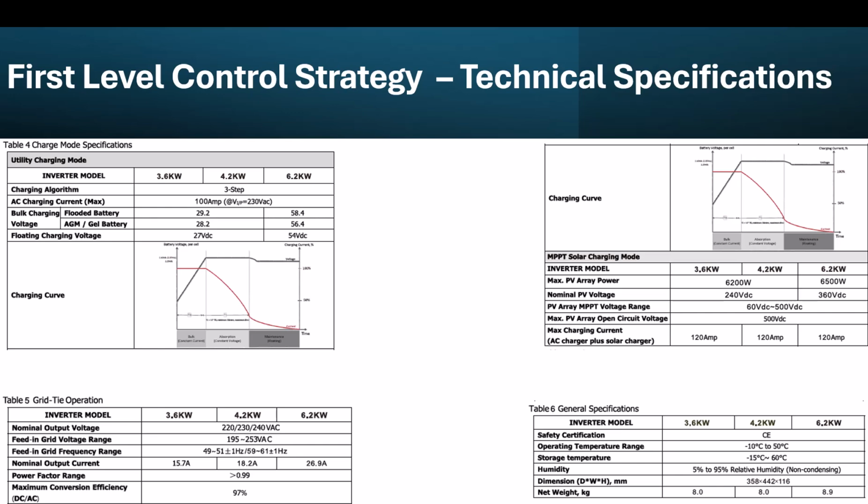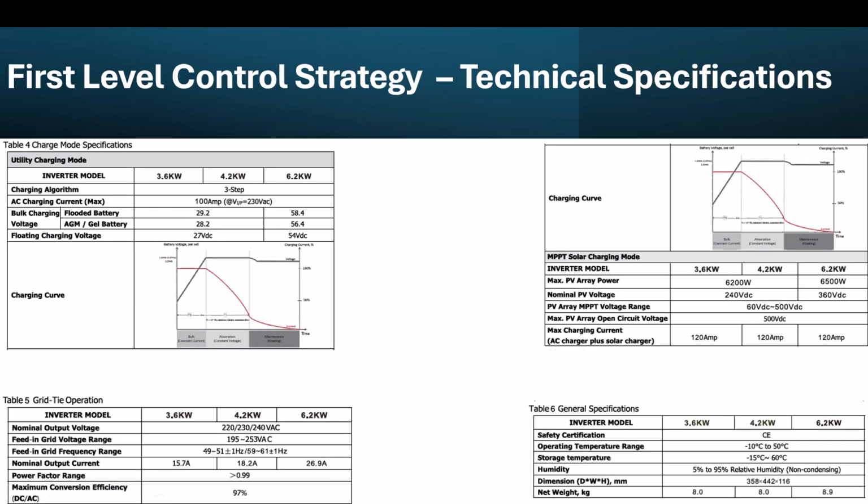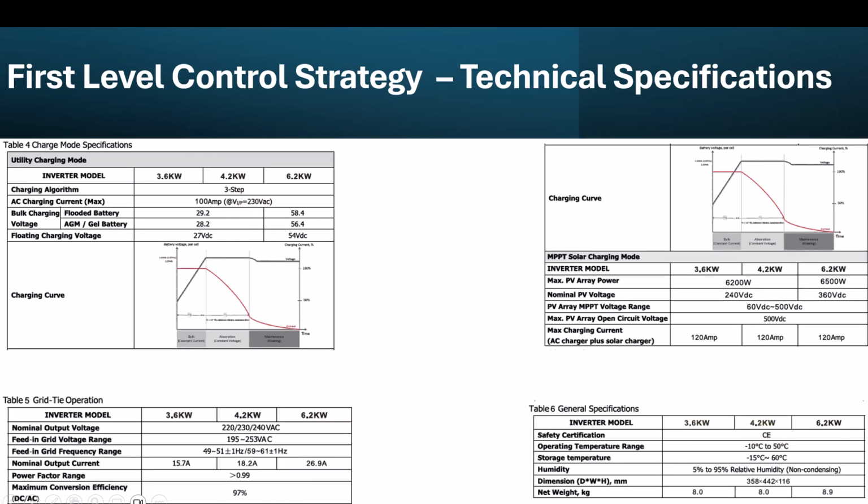And then apart from that, it gives you the maximum. What is the maximum AC charging current? In this case, you have 40 amps. If we go to the other ones, we have 100 amps, for example. We go to this one, we've got 120 amps. So this sets your boundary. You can't exceed this.